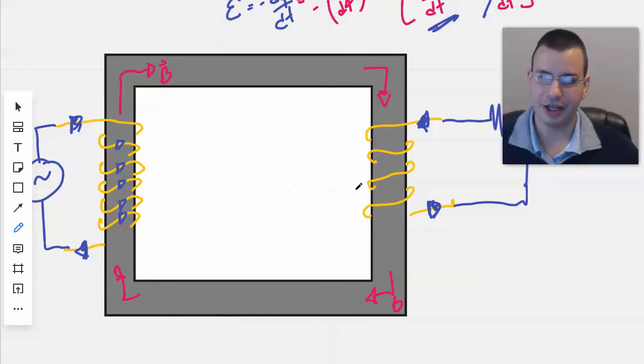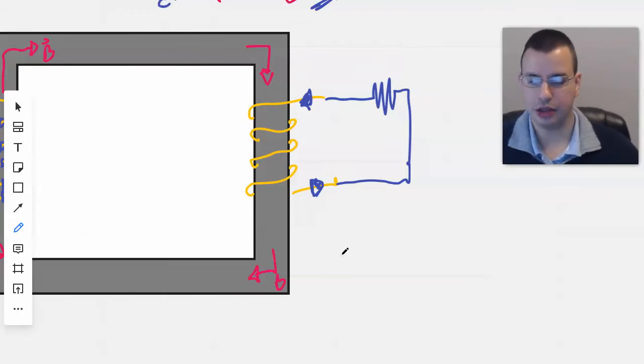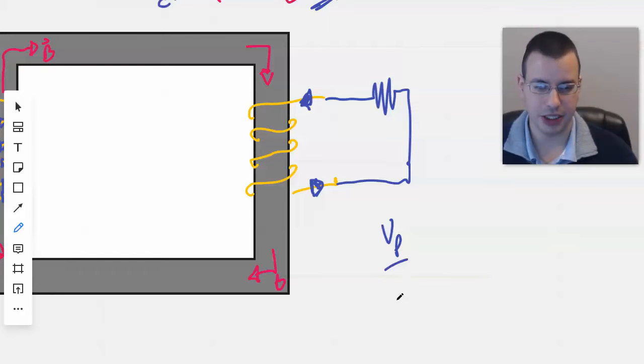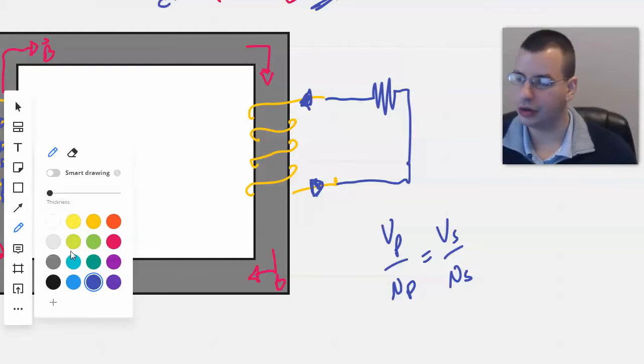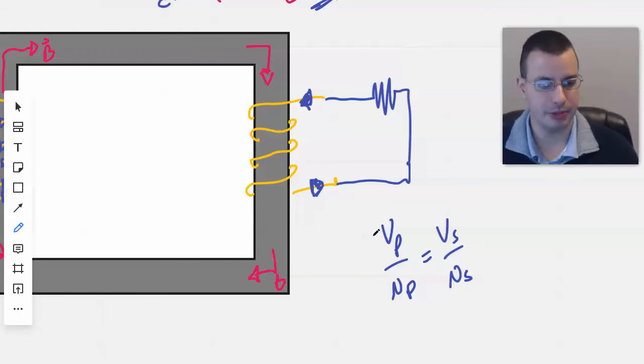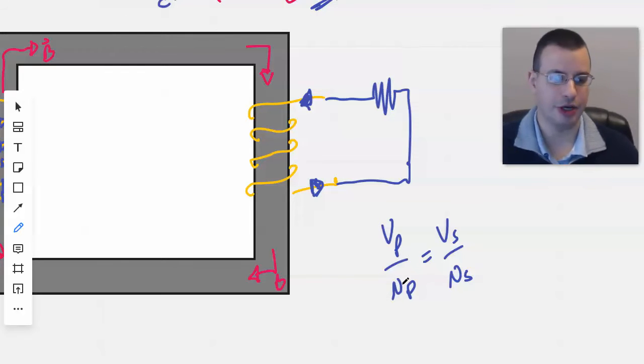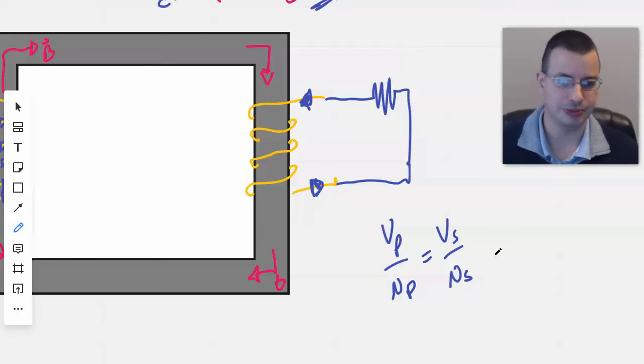And so what happens then is you have voltage coming in this way and a voltage coming out that way. So the formula that you'll have is your primary voltage, Vp over Np equals Vs over Ns, where P is primary, S is secondary, V is voltage, and N is the number of loops. So if you have a big number for your voltage and the same big number for your number of loops, then that would be the same as a small number for your voltage, small number for number of loops.